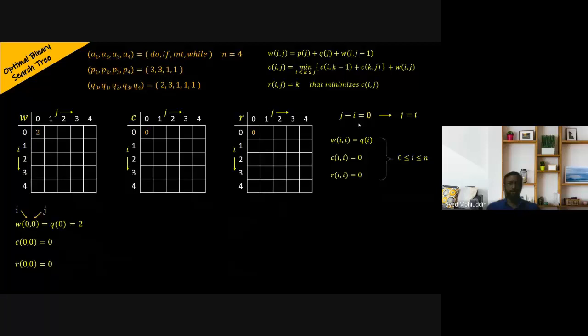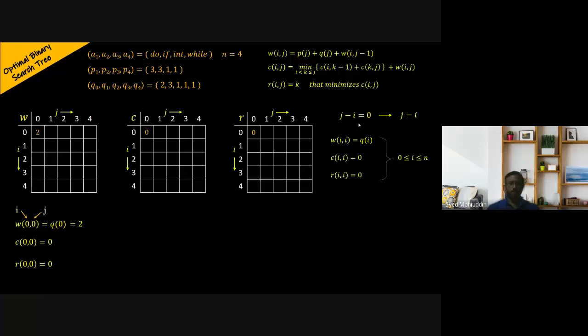Now, let us look at the dynamic programming approach for computing the optimal binary search tree. In the dynamic programming approach, we will be computing the cost. We will be computing something known as the weight, and we will also be computing or storing the root at each stage. The root is who's going to be the parent of each node at each stage.